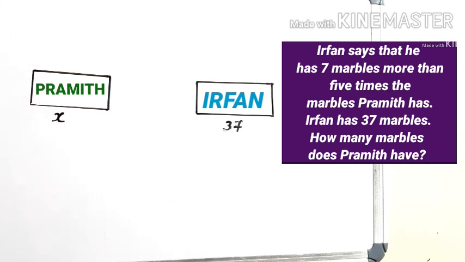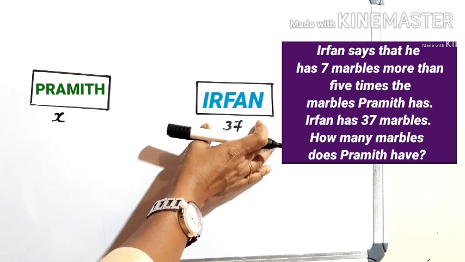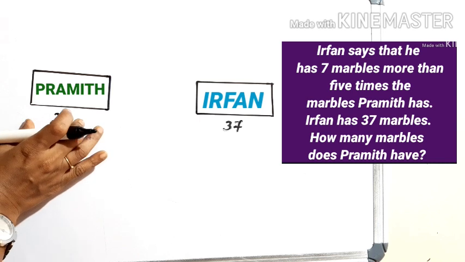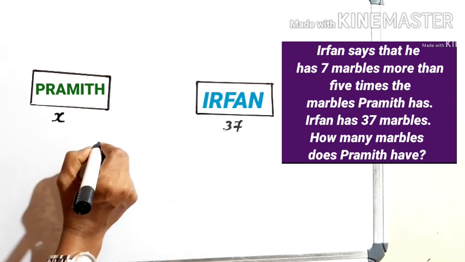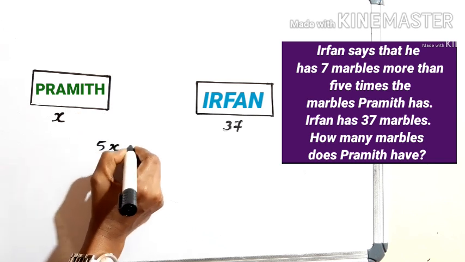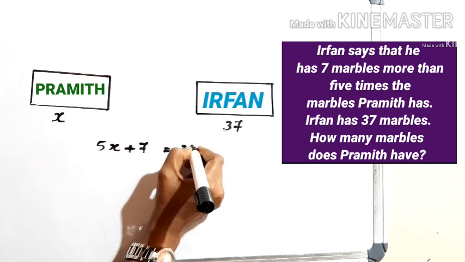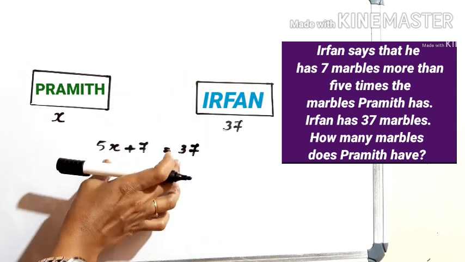Listen carefully. Irfan has 7 marbles more than 5 times the marbles Pramit has. That means 37 is 5 times x with 7 added. That means 5x plus 7 equals 37. Clear, no? Can you simplify this equation?